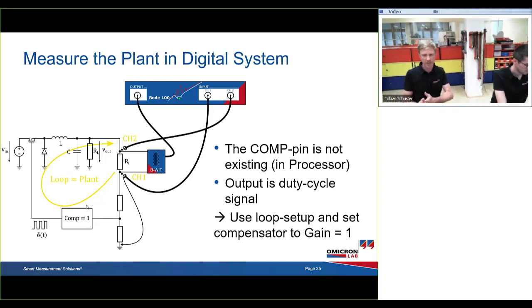it's a little bit more complicated because the comp pin doesn't exist as a pin where you can connect the probe. It's inside the processor, it's a digital number, and the output of the digital compensator is normally the duty cycle signal. So a trick is that you can use the normal loop gain measurement and set the compensator to have a gain of 1, and then theoretically it falls out of the picture and the loop measurement equals the plant. Of course, the digital system will introduce some time delay that you can see as a phase delay later on.